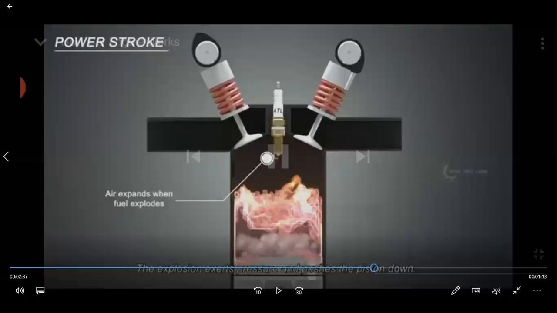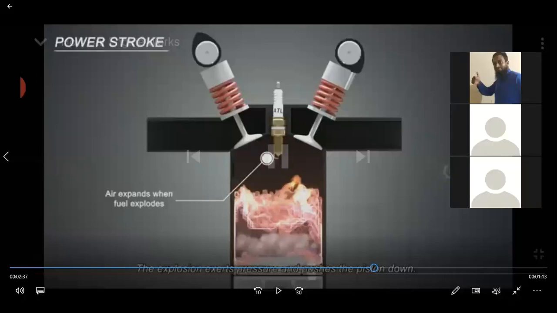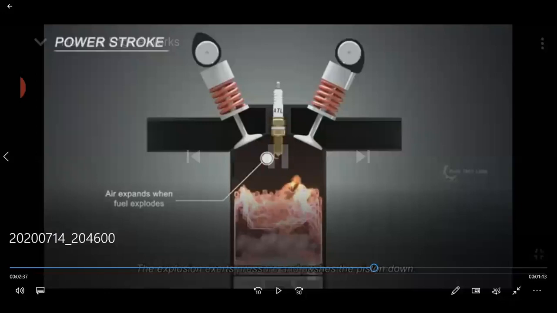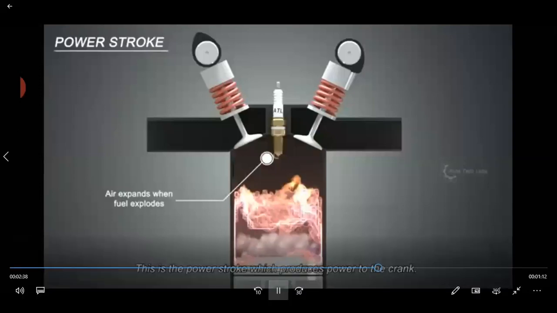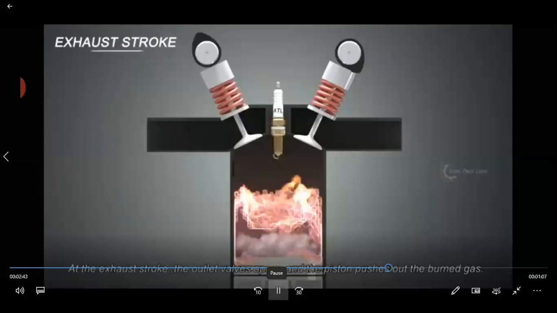That is not the part of the engine. For the engine there is only crankshaft and flywheel. After the flywheel there is gearbox and all, from which the power is transmitted to the tires. So see, this is the power stroke when the piston is moving down, from up to the down. So the explosion exerts pressure and pushes the piston down. This is the third stroke. This is the power stroke. It gives the power to the crank.